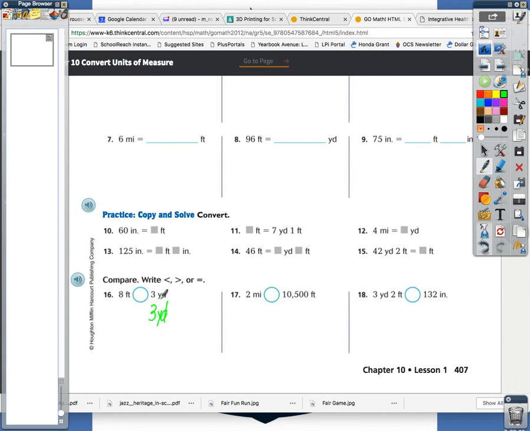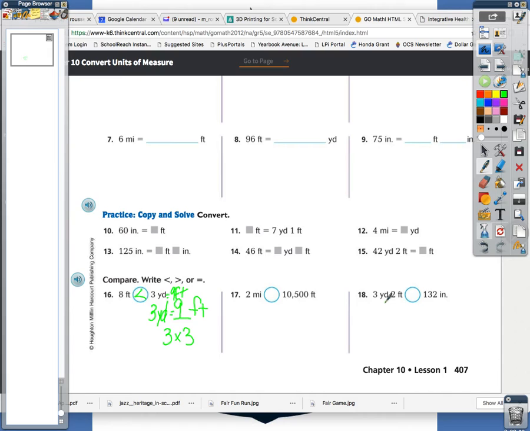So we have feet here and yards here. Yards are greater in length than feet. So that means we're going to convert the 3 yards into feet so we can multiply instead of divide. So we know we're going to multiply times 3 because that's the total number of yards that we have. And then we know that there are 3 feet in a yard. So we're going to multiply 3 times 3, and that gives us a total of 9. So this 3 yards we know equals 9 feet. So we're now comparing 8 feet to 9 feet. 8 feet is less than 9 feet.